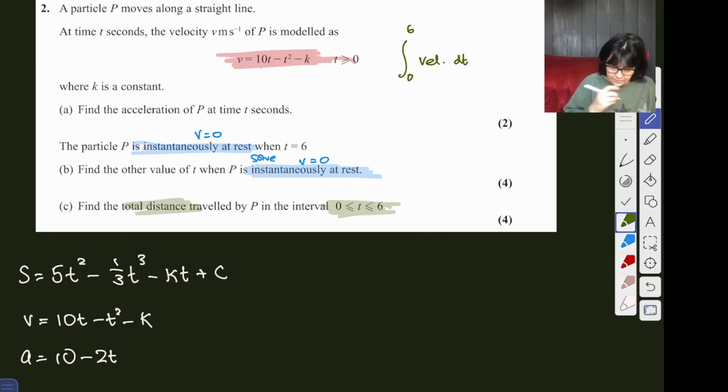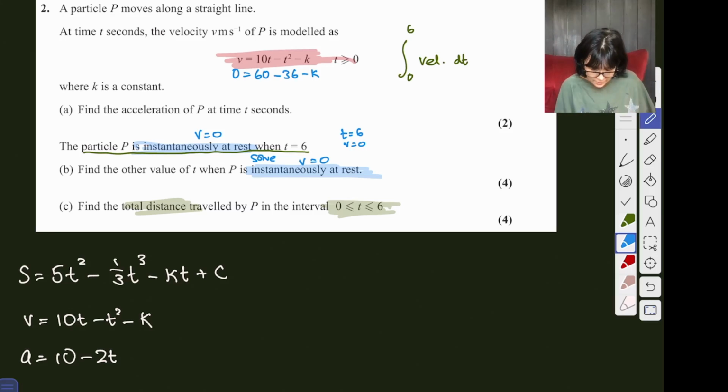So let's have a look at this. It's a negative quadratic. It's got a k in it that I don't know, but I will know it after I've done part B. So in part B, I'm pretty sure I'm accidentally going to find out what k is, because it says the particle is instantaneously at rest when t is 6. So they're telling us that if t is 6, v is 0. So if I quickly just sub those in, v is 0, t is 6. Okay, 60 minus 36 is 24, k is 24.